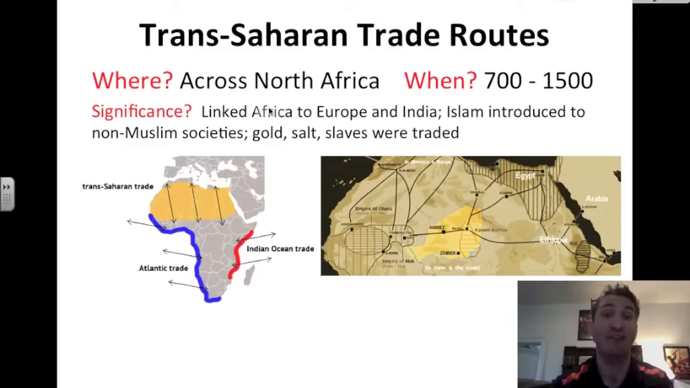Well, it linked Africa to Europe in the north and to India in the east. This trade route also introduced the religion of Islam to non-Muslim societies in Africa. And what were the important trade elements? Gold, salt, and slaves were all traded along this route. And you see how it's an important connector from North Africa to the west and the Atlantic trade, and the east and the Indian Ocean trade.